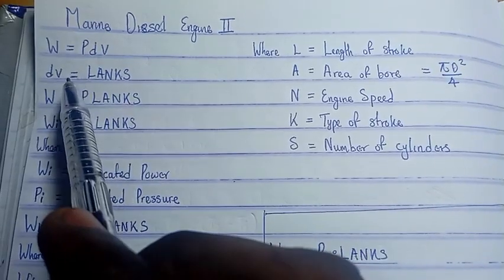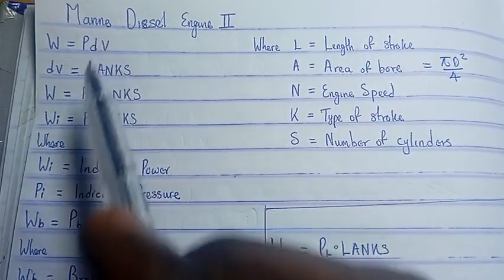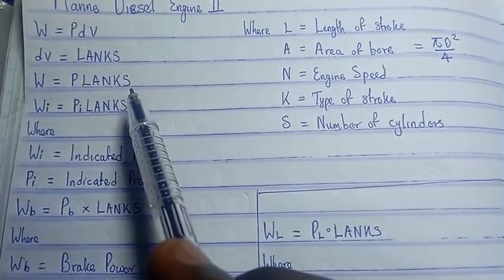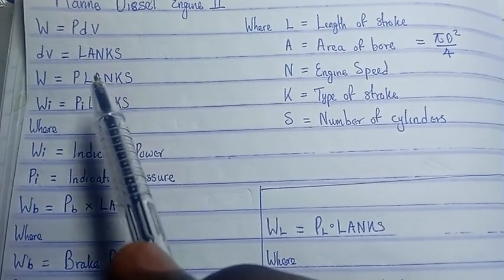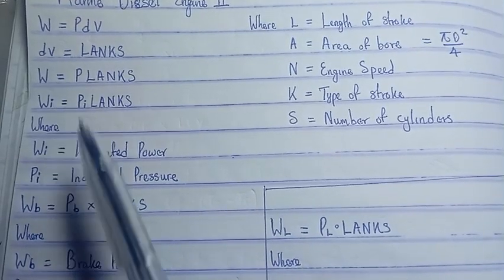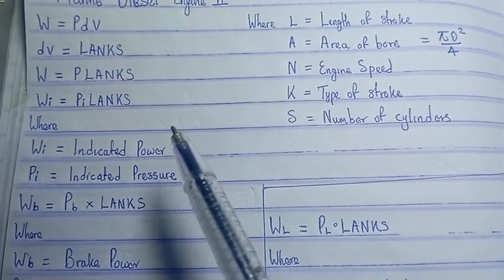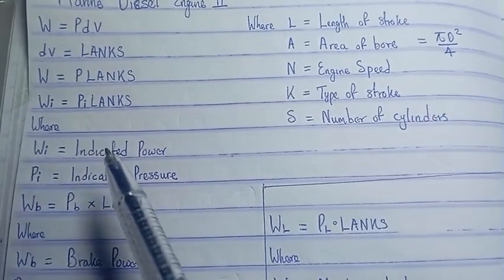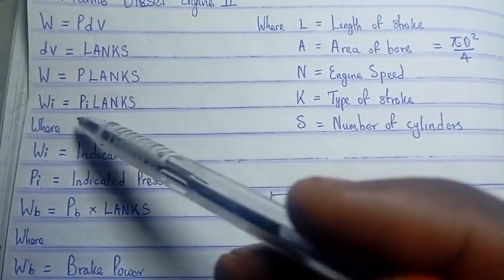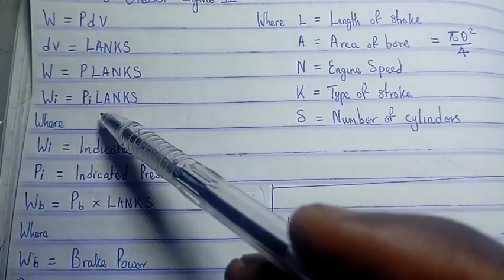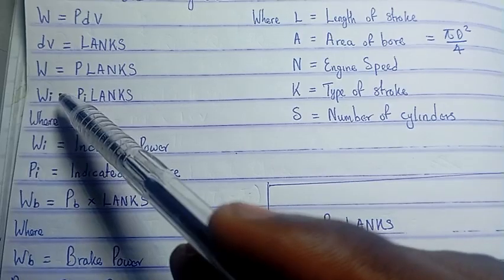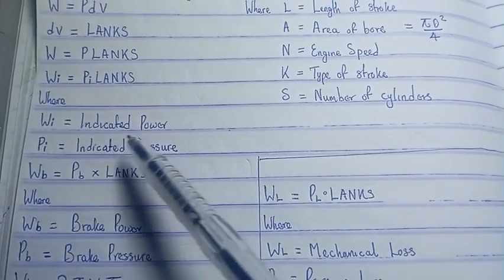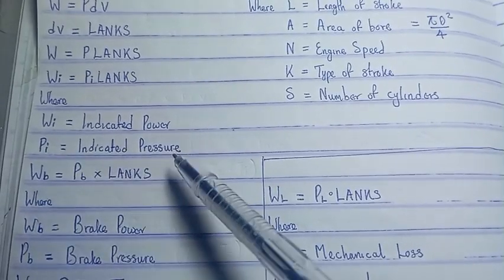So if we input this dV into this formula here, we have W is equal to pressure times length times A times N times K times S. Now there are multiple kinds of power. We have our indicated power, we have our brake power, and we have our mechanical loss or power loss. The difference between these three is the pressure. So for our indicated power, we have indicated pressure. That is Wi is equal to Pi times length, where Wi is our indicated power and Pi is our indicated pressure.